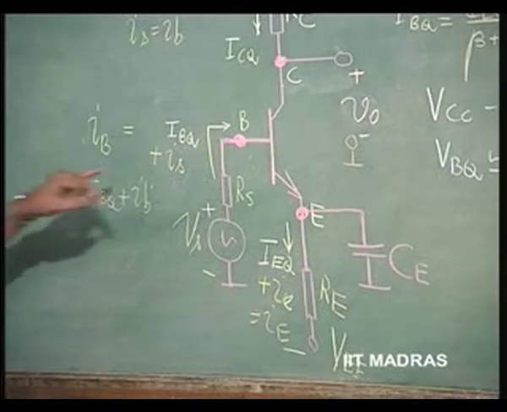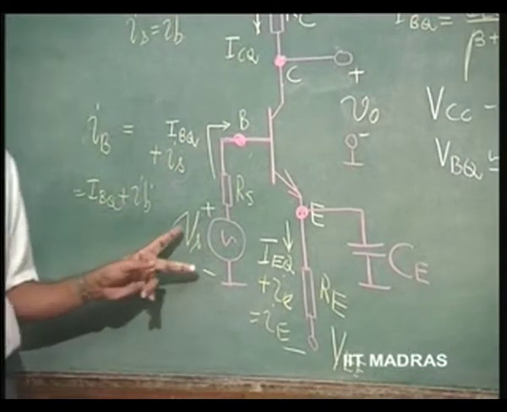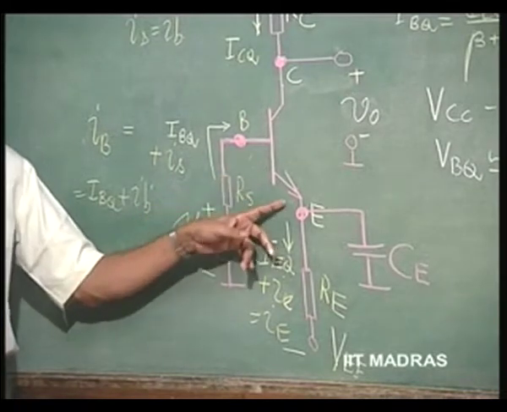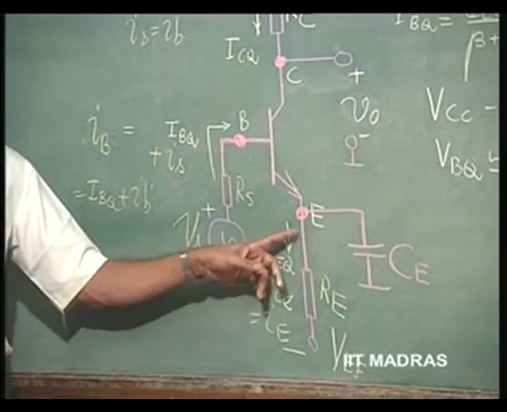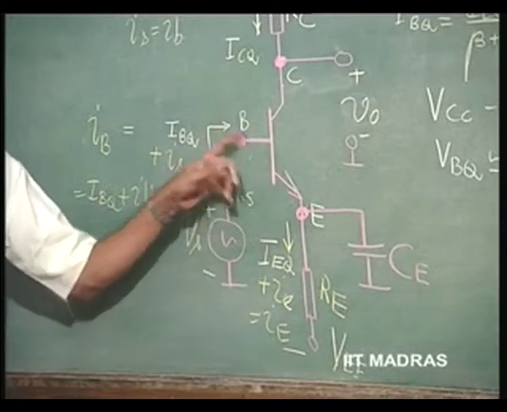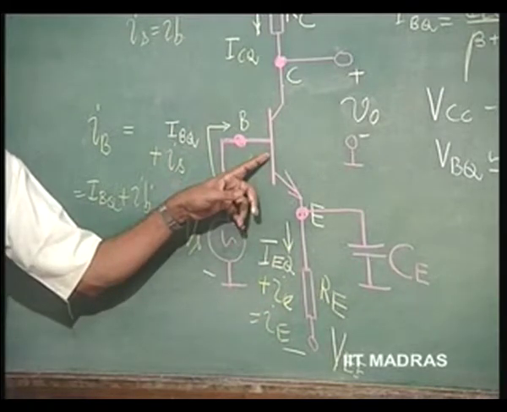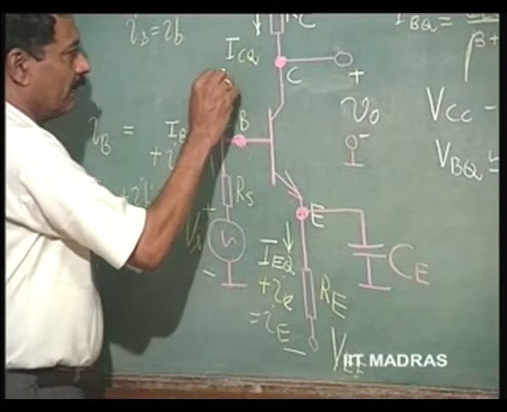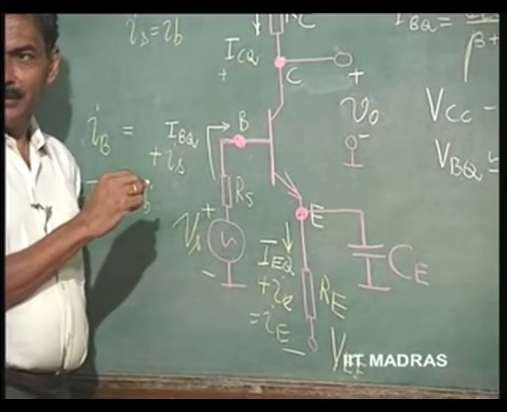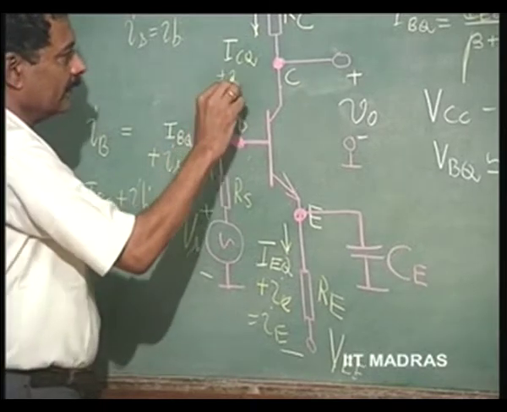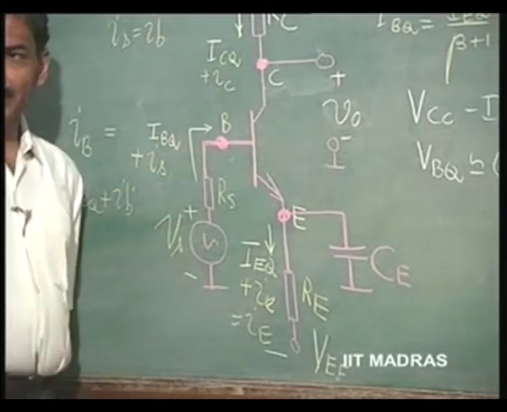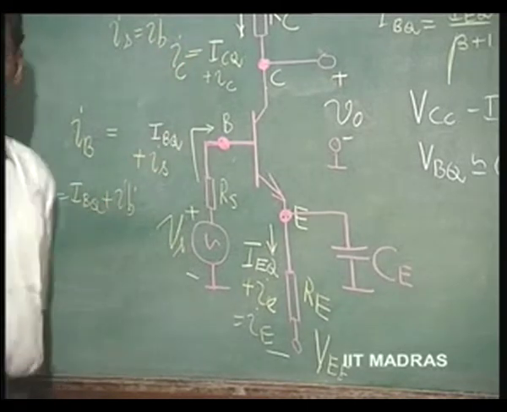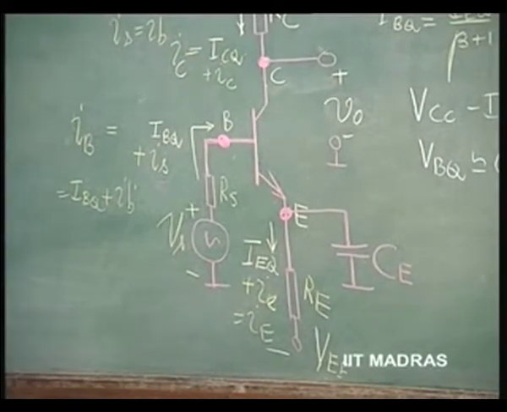So for a change in signal voltage here, because the base to emitter voltage increases, correspondingly the emitter current increases, and the base current increases. You can think of it that way. Then corresponding to this, we will have a change in collector current, which will result in the instantaneous value.